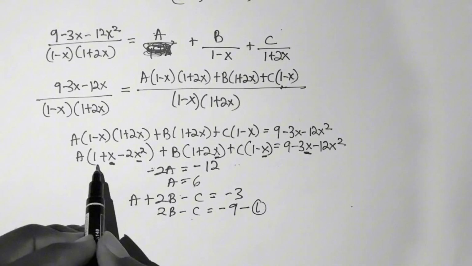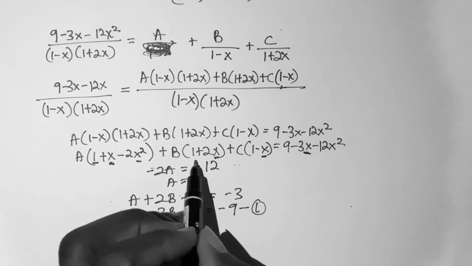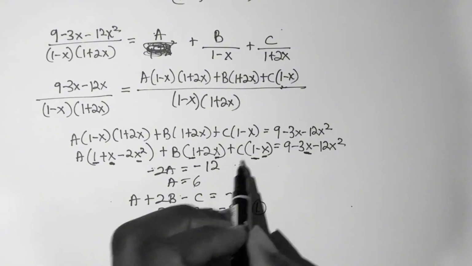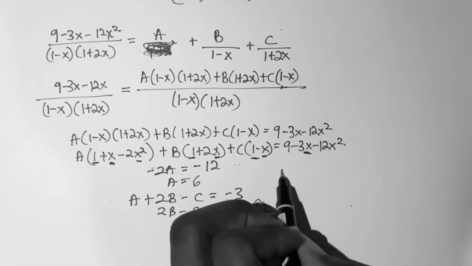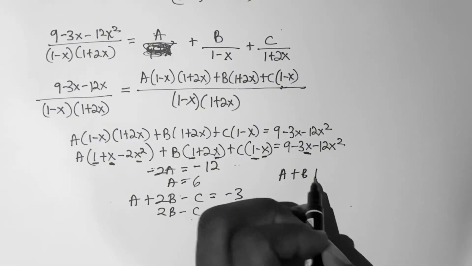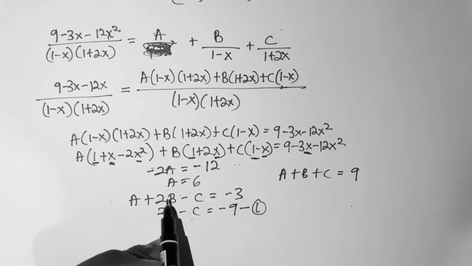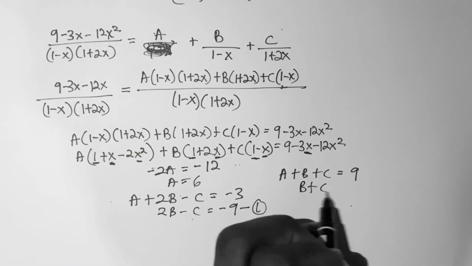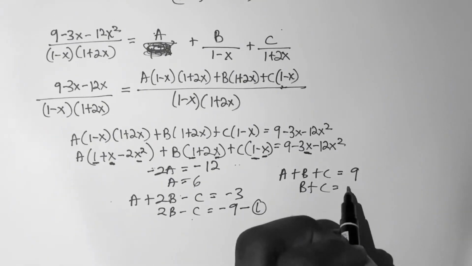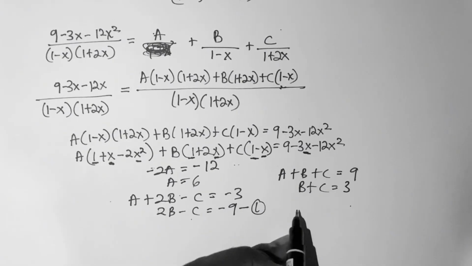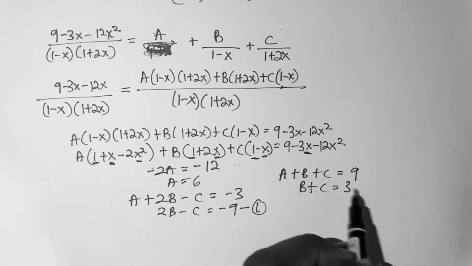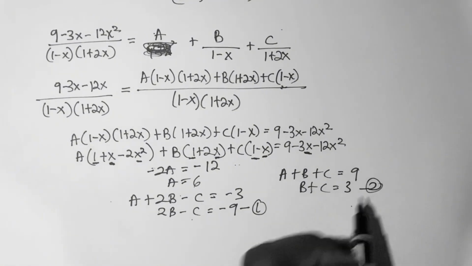And also, here has not got any x. This has not got any x. Neither has here got an x. So it means that a plus b plus c is equal to 9. But we know that a is equal to 6. So it implies that b plus c is equal to 9 minus 6, which is equal to 3. So here's equation 2.